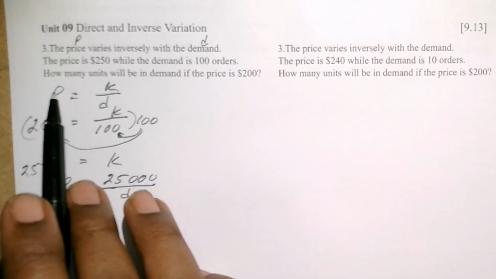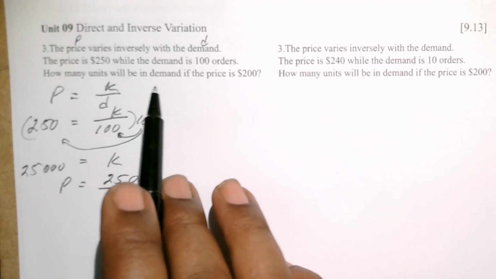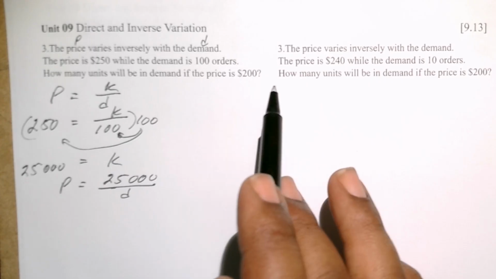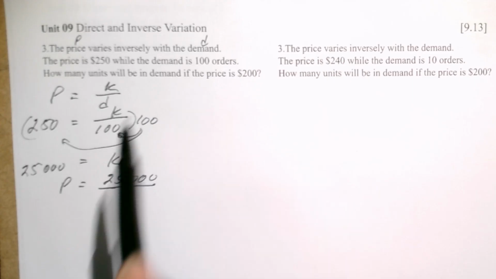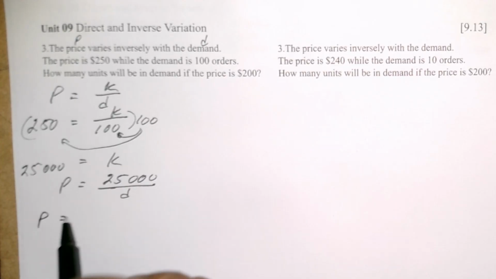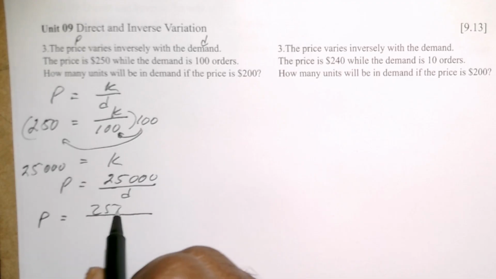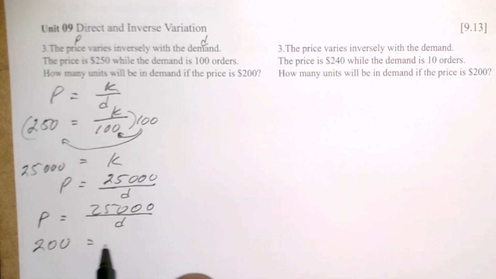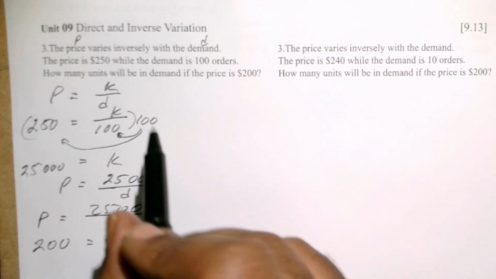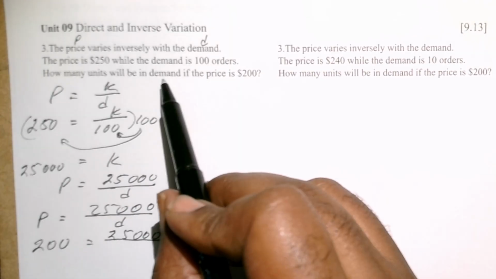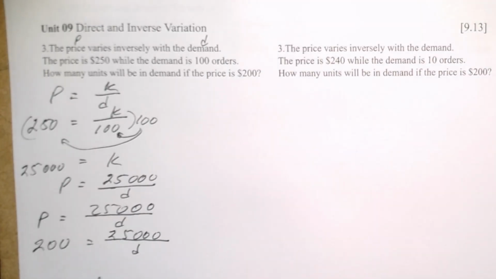Now, how many units will be in demand if the price goes down to 200? So now the price is going down, so the demand should go up. So let's find out. So we have P equals, oh, sorry, I'm writing this again. Okay, so the price is 200, and that's going to equal 25,000 as a constant, and we're looking for the demand, so we'll put the letter D here. So we're looking for demand right now.